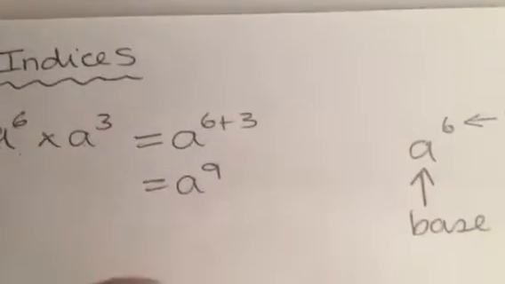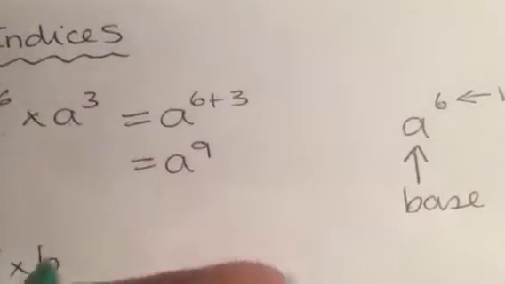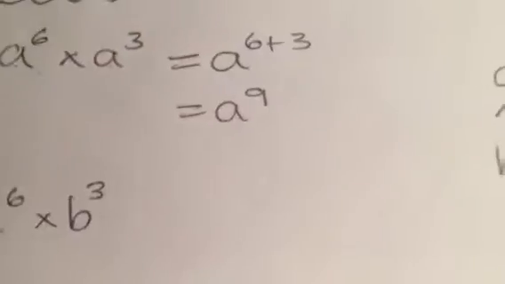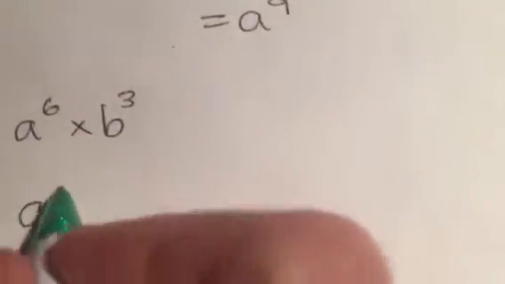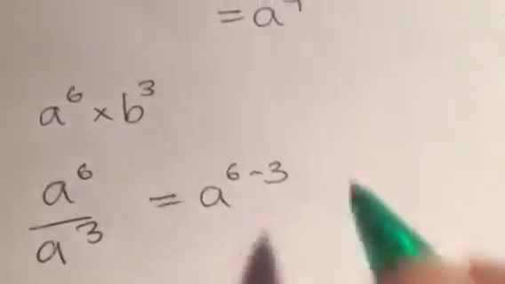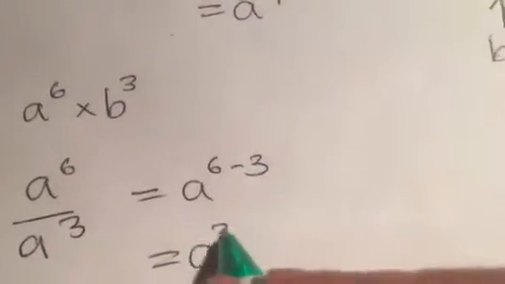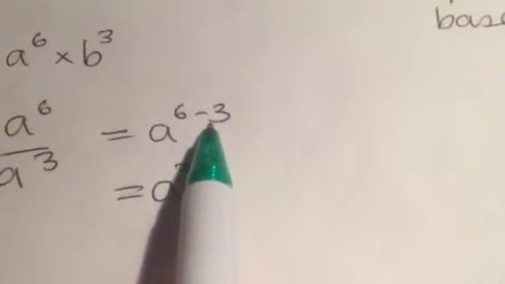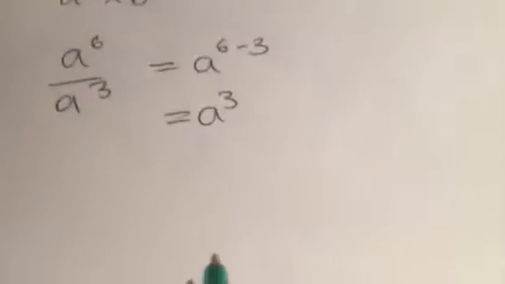If the bases are different, a to the 6 times b cubed, then you can't simplify it. If you multiply, you add the powers. If you divide, you subtract the powers. So multiply, add the powers; divide, subtract the powers. Remember that the bases need to be the same.